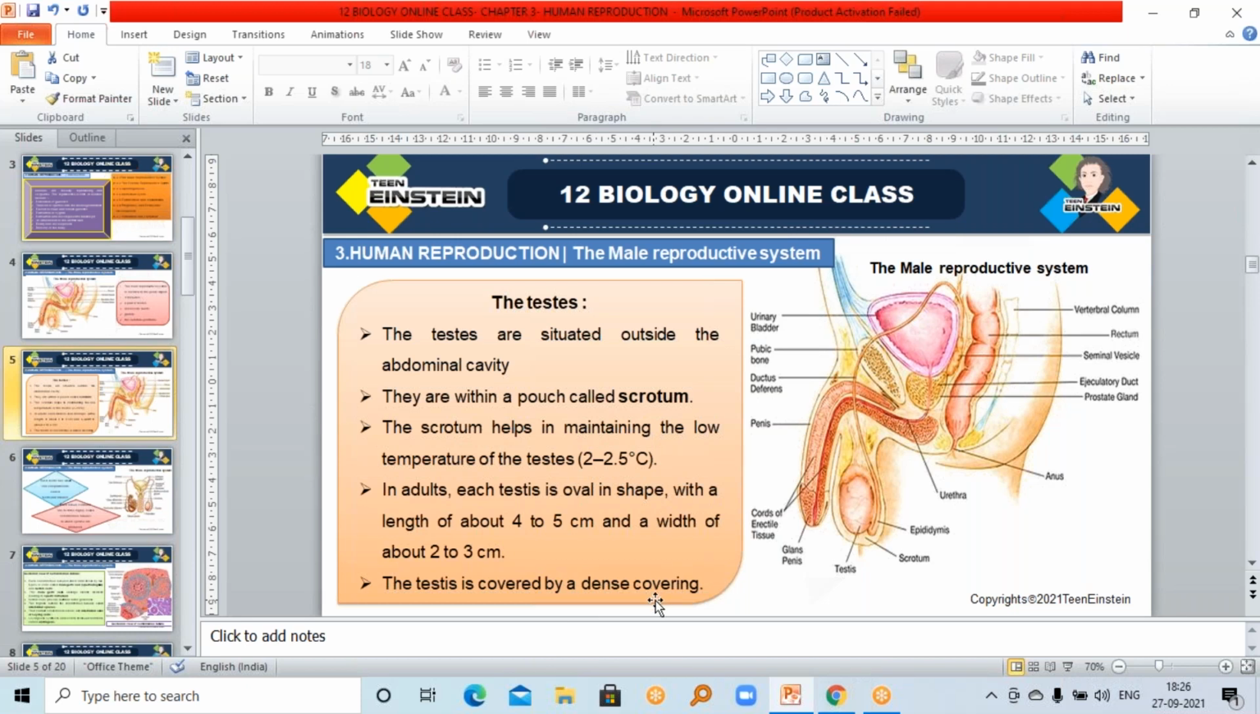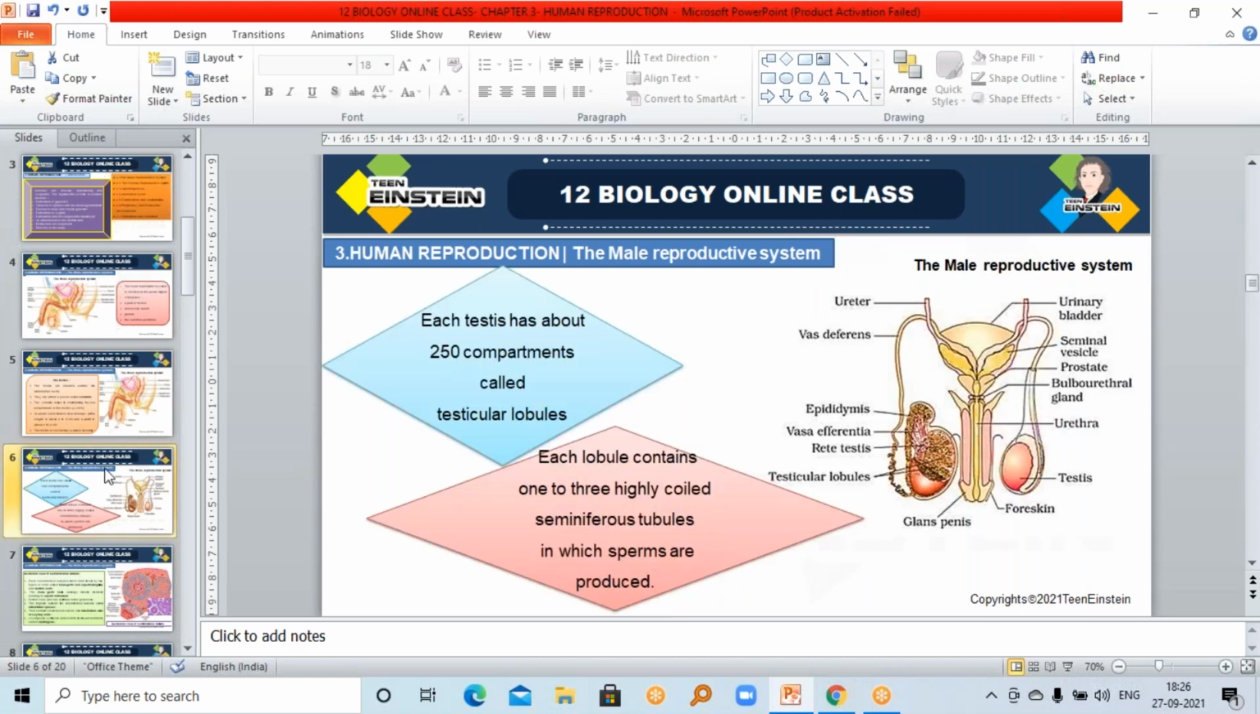So what have we learned? The testis is in a pouch called the scrotum, which is dark pigmented skin, and it helps to maintain a low temperature, which is ideal for the development of sperms. Outside the scrotum there is no separation, but internally it is separated into two sacs, and each sac has one testis. That's all about the testis.